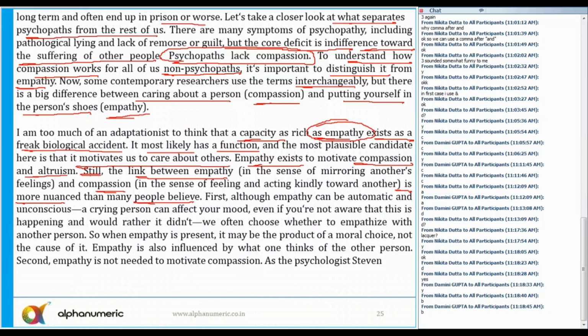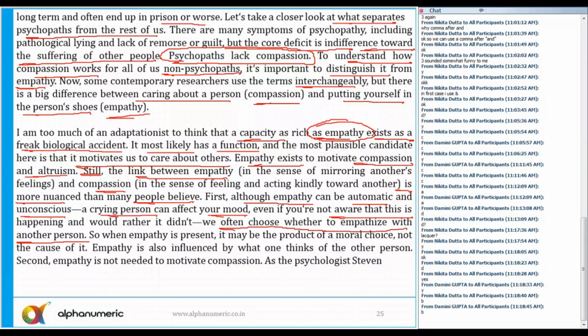Okay, why is he saying this? He's saying this because although empathy can be automatic and unconscious, for example, a person is crying and it can affect your mood even if you're not aware of it, even though empathy can be automatic, most of the time we often choose whether to empathize with another person or not.